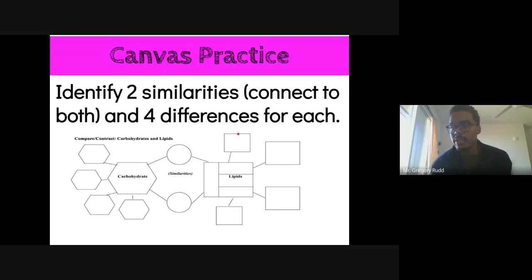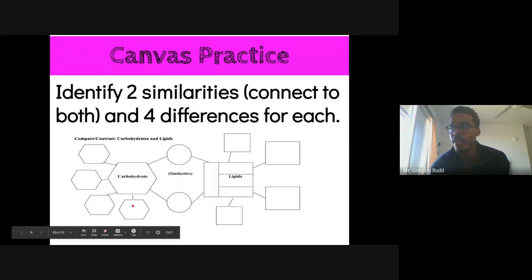So the asynchronous assignment, we've got 20 minutes left. You should be able to do it in 20 minutes. It looks a lot like this. What I'm going to ask you all to do is to compare and contrast the two organic molecules that we discussed today, carbohydrates and lipids. Carbs, of course, look like this six-sided figure, a hexagon, and lipids look like a capital E. What you're going to do is come up with 4 facts for each. So 4 facts for carbohydrates and 4 facts for lipids, and then come up with 2 additional facts that they have in common. So 2 similarities.